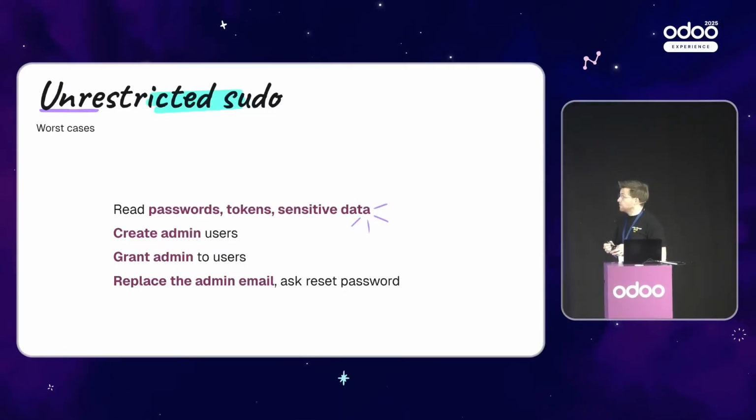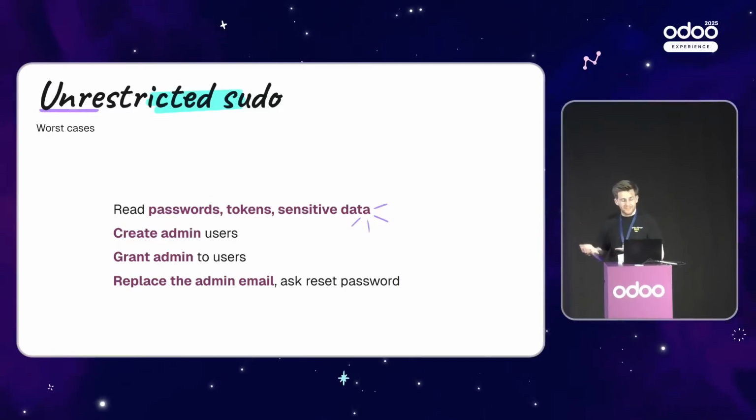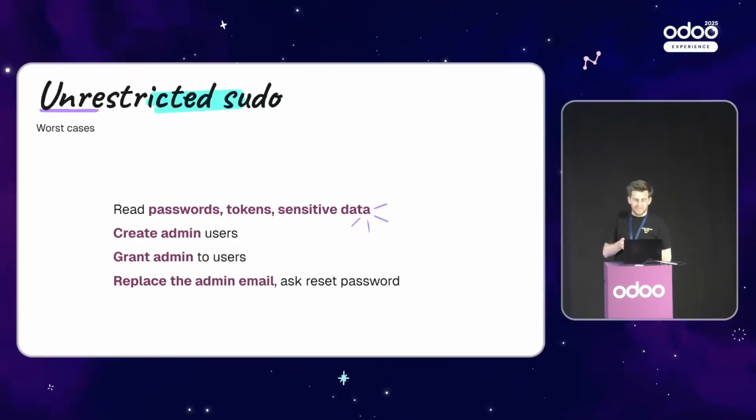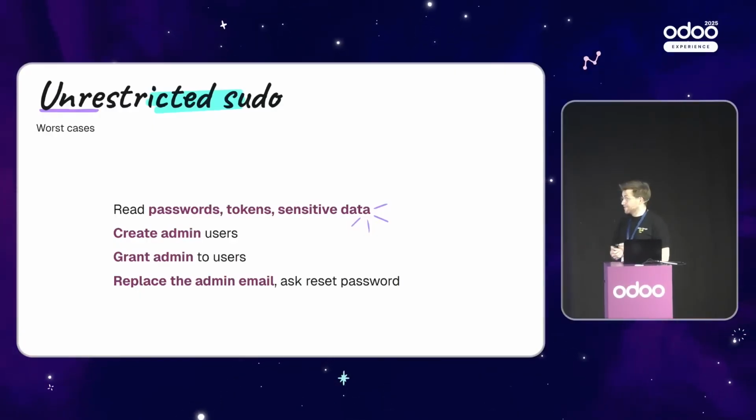So what can happen in worst cases of a misplaced sudo? You can read a lot of sensitive data, like passwords, tokens, private data of your customers. You can create an administrator, you can grant administrator to other users than yourself, or in a very simple case, you can replace the email of the administrator and then ask for a reset password of that administrator. It seems nothing, but it's very bad to have such a thing.